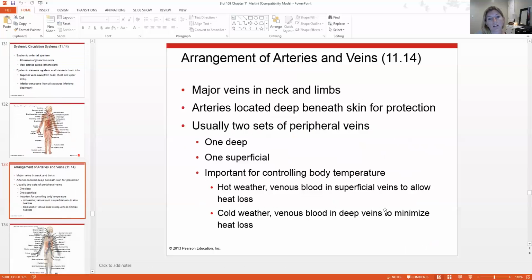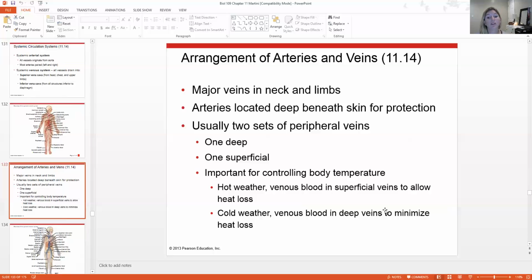And major veins of the neck and limbs are located deep beneath the skin for protection because that area is not really protected by bones. So there are two sets of peripheral veins. There's one deep, there's one superficial, and those are important in controlling body temperature.